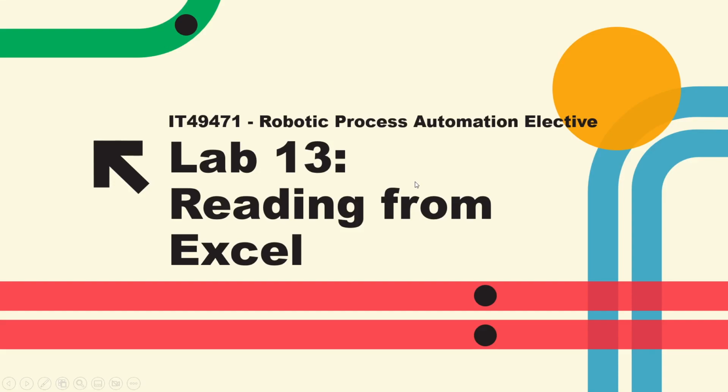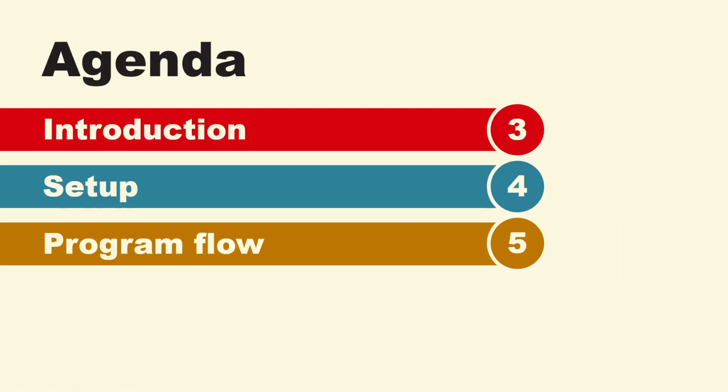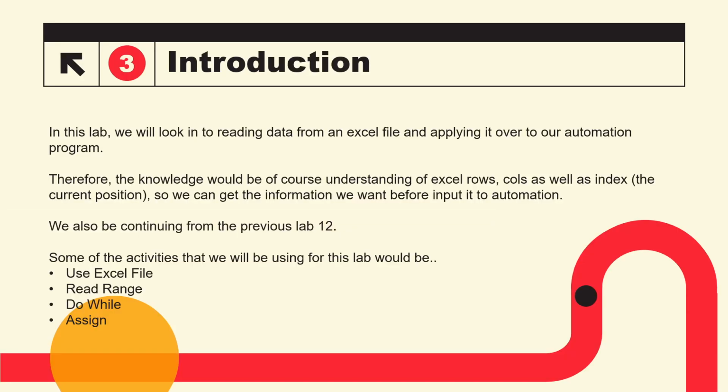Okay, so for Lab 13, we're going to look into reading information from an Excel file. Some quick agenda will be the introduction, the setup, and the program flow for this Lab 13. Very quickly, we'll be looking into how to read data from an Excel file and use the information inside the Excel file in our automation. Obviously, you also need to understand your Excel rows, columns, as well as index, so that we can get the information that we want and apply it in our automation.